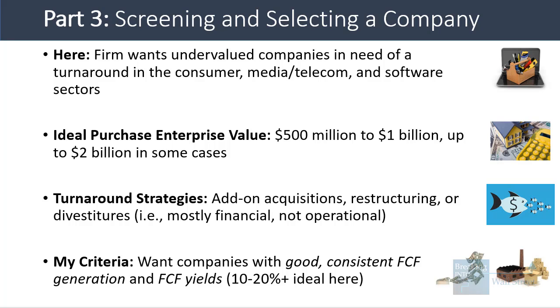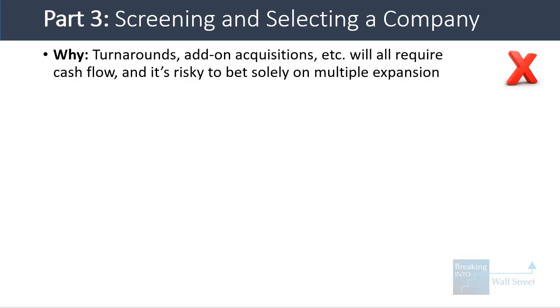One is that we want companies that have good, consistent free cash flow generation and relatively high free cash flow yield, something like 10 to 20% maybe. The reason for this is that if we're going to be executing a turnaround strategy or add-on acquisitions or restructuring, all those are going to require cash flow. And if the company doesn't have much cash flow on its own, then we're going to have to bet very heavily that there will be multiple expansion between the beginning and end of this deal. It's quite risky to do that. You never really want to bet too heavily on multiple expansion, so we want companies with a good amount of free cash flow.